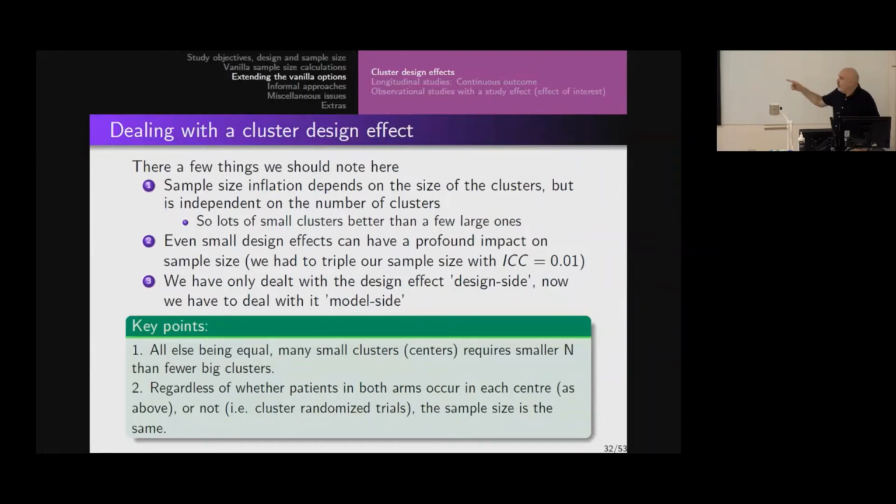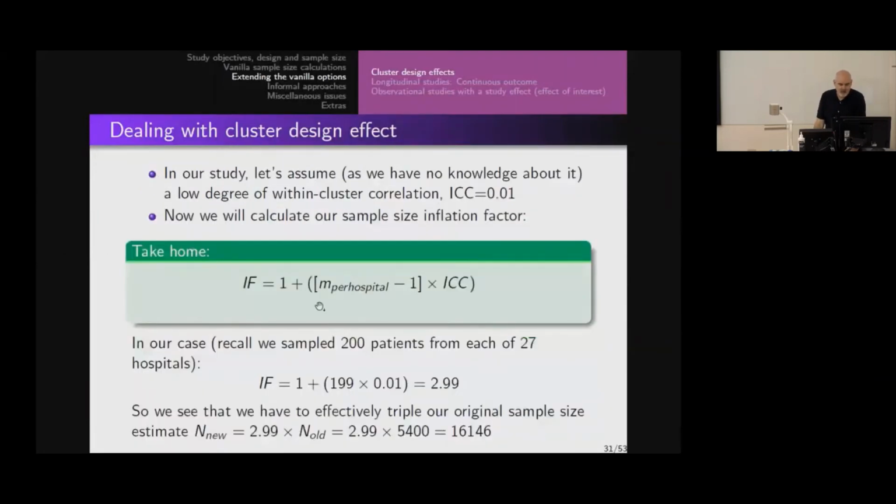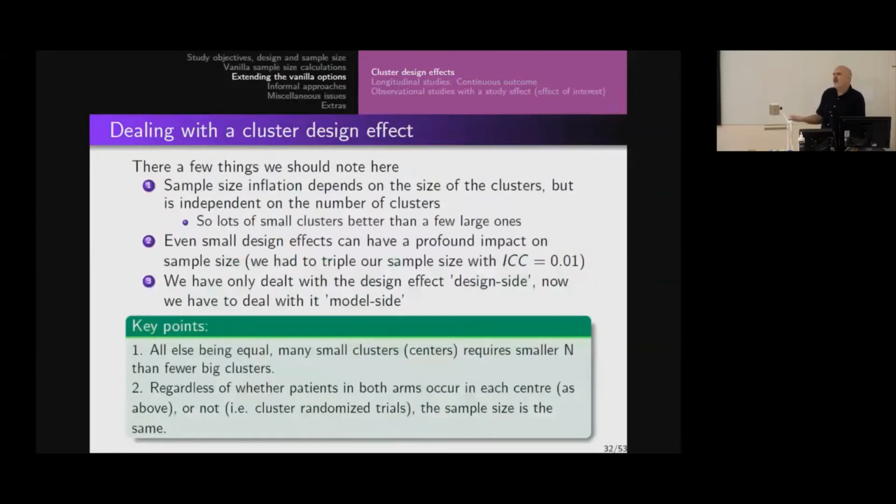Okay, so the key point, all else being equal, many small clusters requires a smaller sample size than fewer. The ideal cluster size is 1, okay? 1 person from each hospital, which would give us an inflation factor of 1, okay? If you look at the formula, 1 minus 1 is 0, so the inflation factor is just 1. In other words, an independent study, okay? Or a single centre trial is the other word for it.